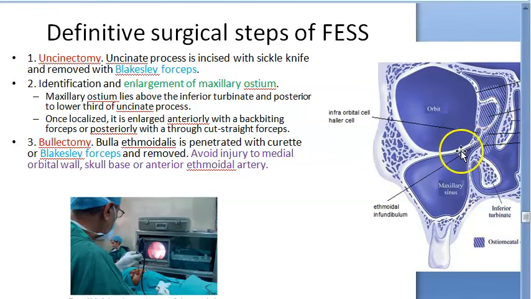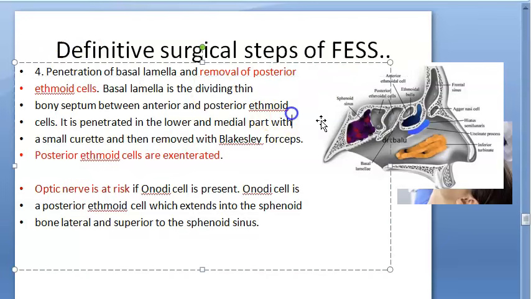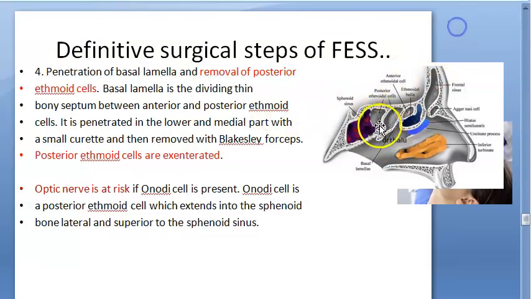So uncinectomy is over. The maxillary ostium you enlarged, then the bulla ethmoidalis was penetrated with a curette and removed. Okay, then coming to the ethmoidal cells: posterior ethmoidal cells removal, penetration of the basal lamella, removal of posterior ethmoidal cells. So what is this basal lamella? It is the bony septum dividing the anterior and posterior ethmoidal cells. You will go through that and remove the posterior ethmoidal cells. Again here they are using the same curette and Blakeslee forceps. Posterior ethmoidal cells are exenterated.